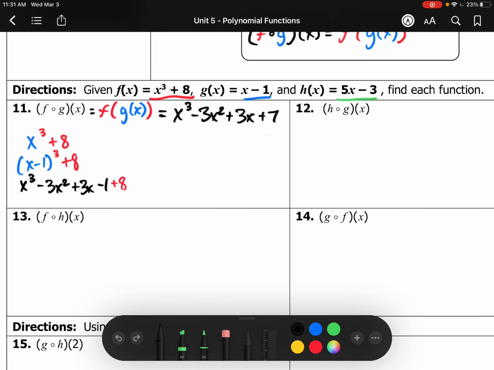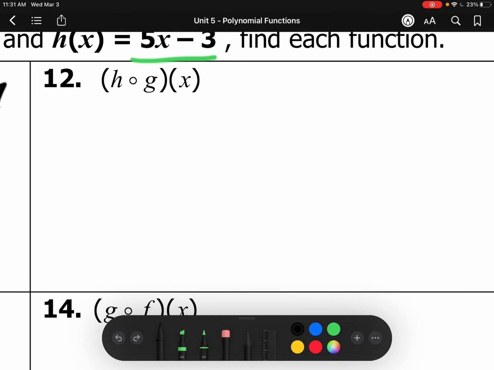All right, that one was a really long one, and we're going to skip number 13 because that one is a long one as well. But we're going to go on to number 12. Number 12 is super quick and super simple, right?